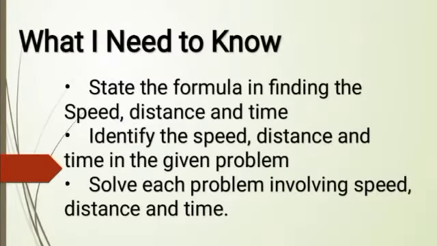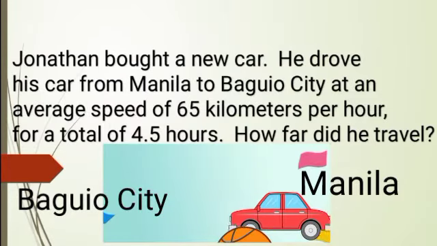Before we start with our lesson, let us have our objectives for today. What do we need to know? Number 1, state the formula in finding the speed, distance, and time. Number 2, identify the speed, the distance, and time in the given problem. And number 3, solve each problem involving speed, distance, and time. Let's have our problem for today.